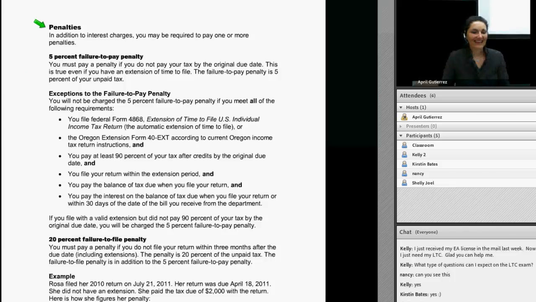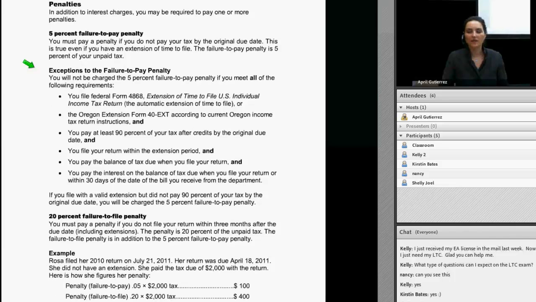In addition to interest charges, you may be required to pay 1 or more penalties. There is a 5% failure to pay penalty. You must pay a penalty if you did not pay tax by the original due date. This is true even if you have an extension of time to file. The failure to pay penalty is 5% of your underpaid tax.